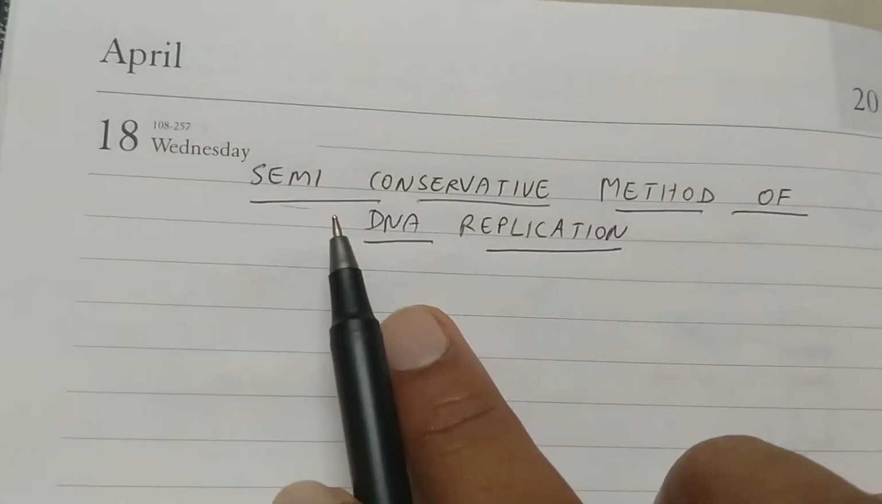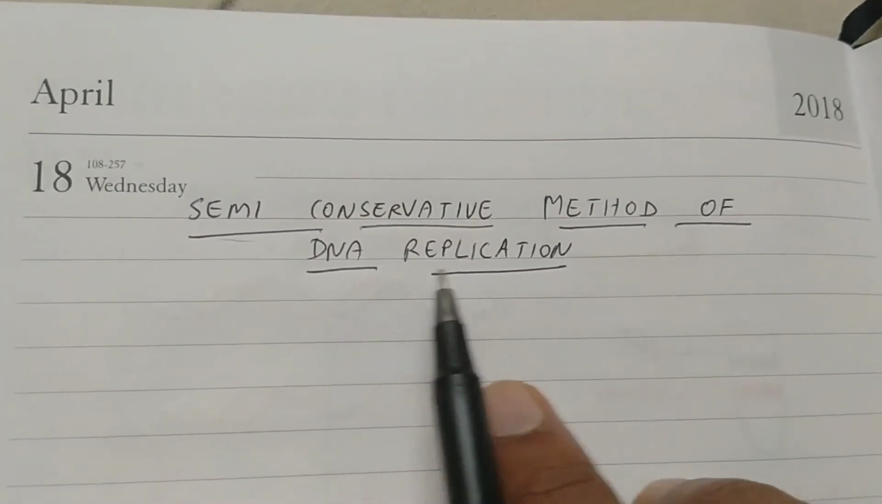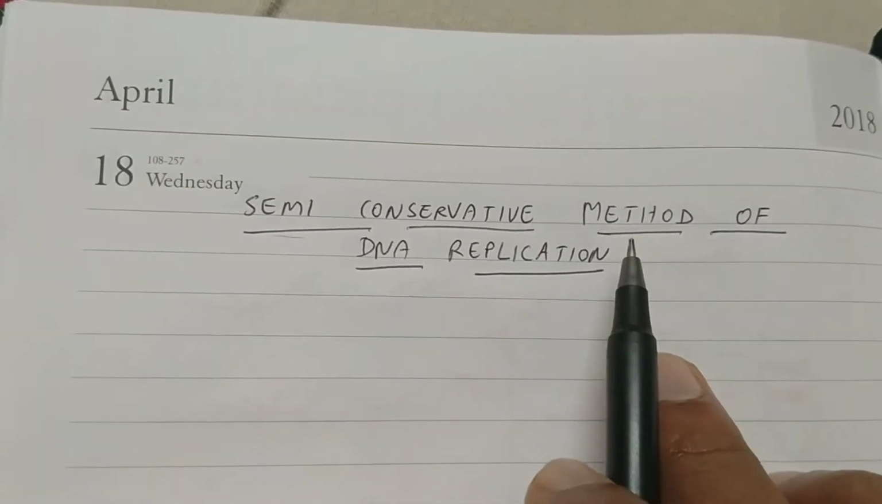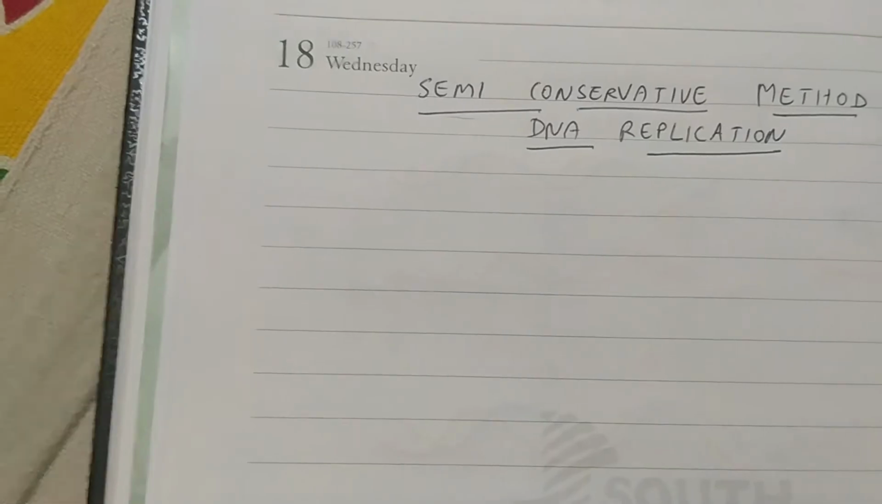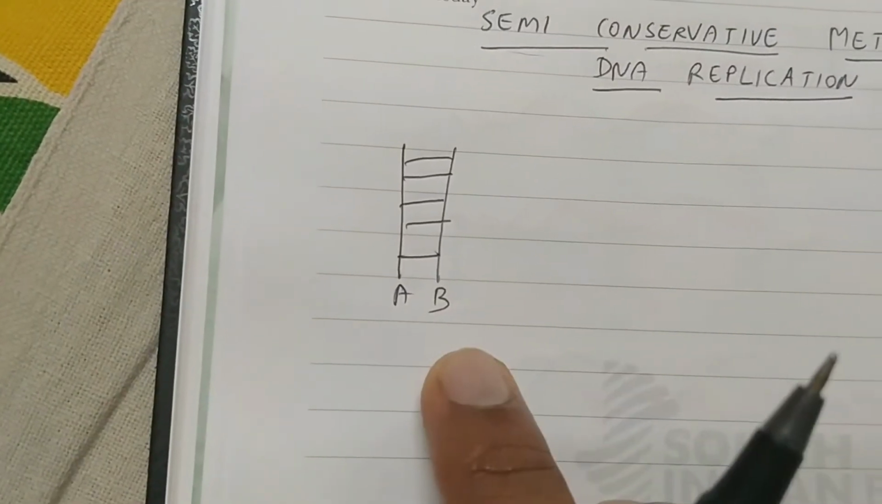In this video, we will discuss the semi-conservative method of DNA replication. So what do you mean by semi-conservative method? Consider one DNA fragment. It has two strands, A and B.